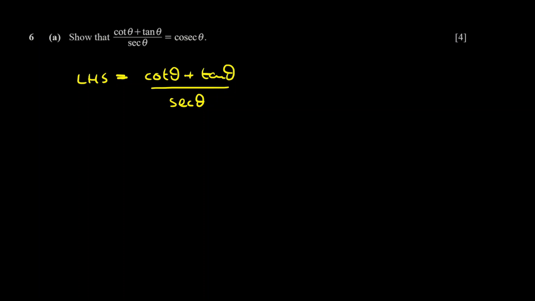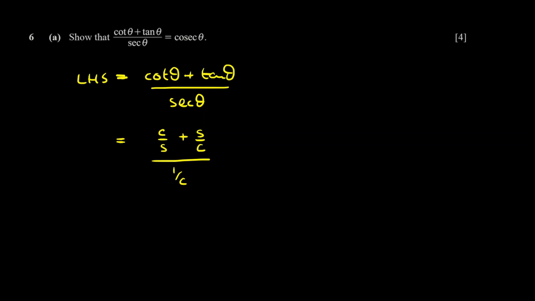Now, I think generally speaking, it's not always true, but generally speaking, we want to try to convert everything through to cosines and sines. Because we've got here a cot, a tan, and a sec. That's a little bit complicated. We're going to convert everything through just to cos and sine. Now, cot can be written as cos over sine, and tan can be written as sine divided by cos, and sec can be written as 1 divided by cos.